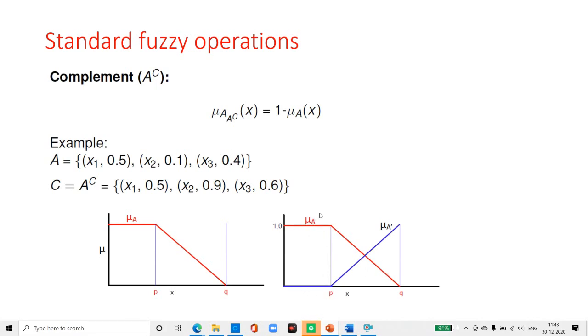So this is our set A, and for the complement, this is our inverse. The blue line, the inverse of mu of A, is this line. The blue line goes from top to bottom here, and bottom to top here. So this is the inverse of set A, that is mu of A dash.